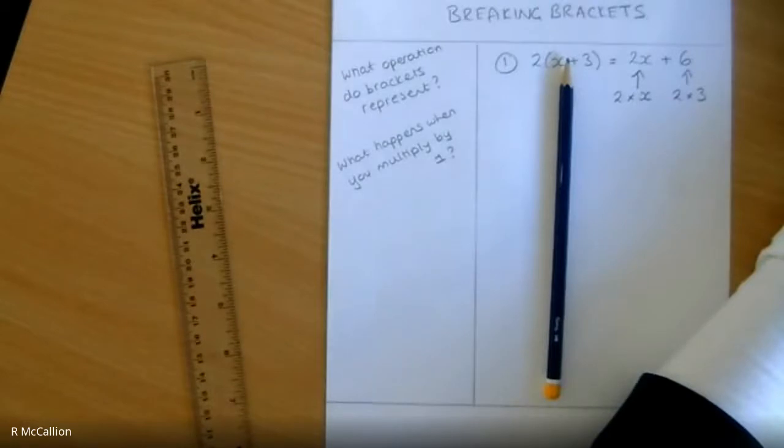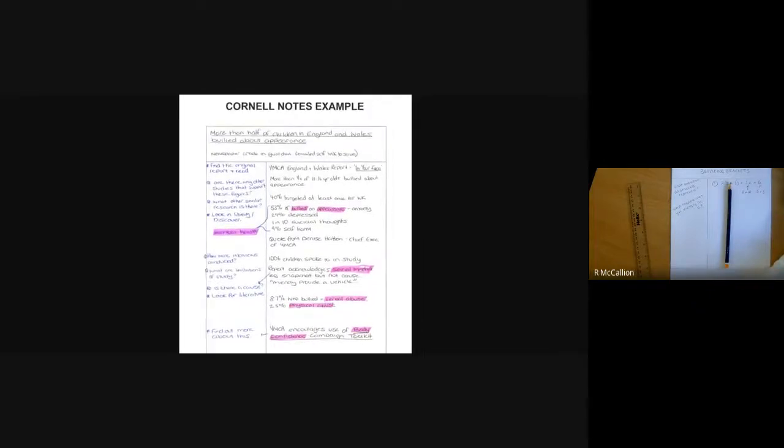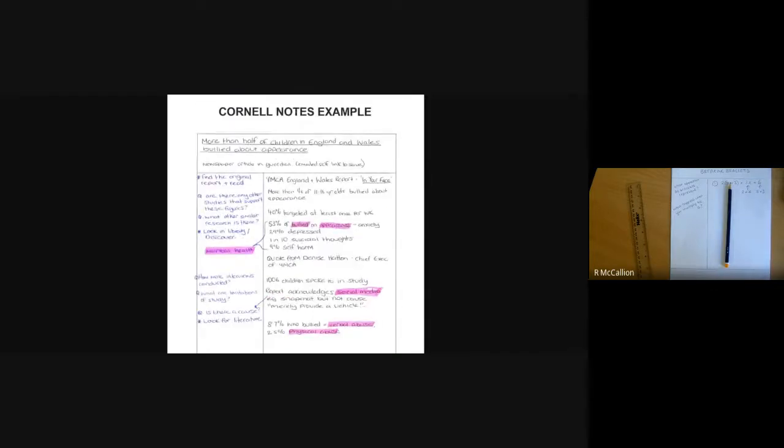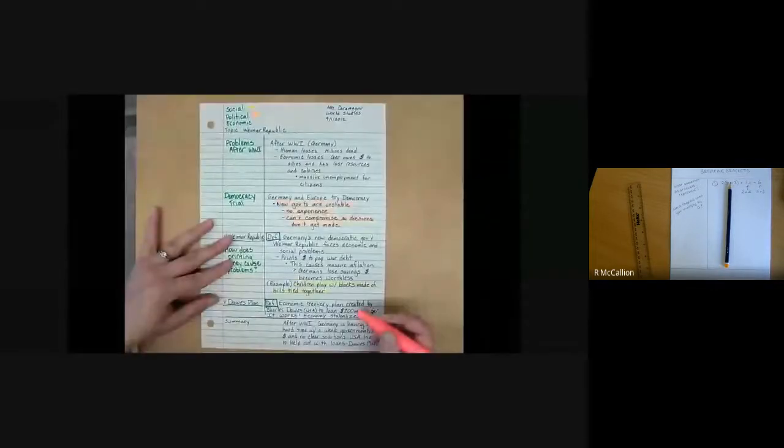So I'm now going to present my screen and I'm going to show you some examples of note taking. So I'm now sharing a Cornell Notes example. This one is about more than half of children in England and Wales being bullied about their appearance. This has been a lecture or a lesson, and somebody's taking notes in that way. So if you want to look at this in more detail, you can pause the video at any time. I'm going to share another one.